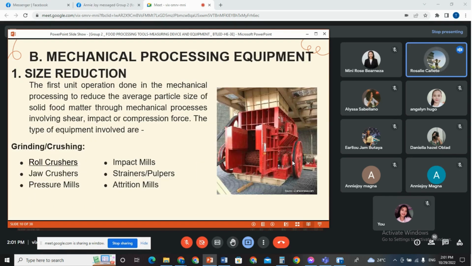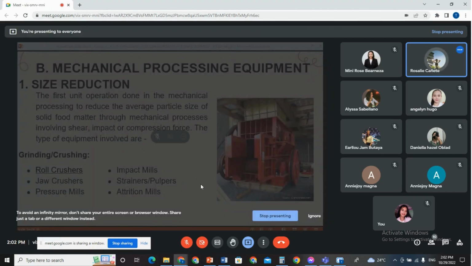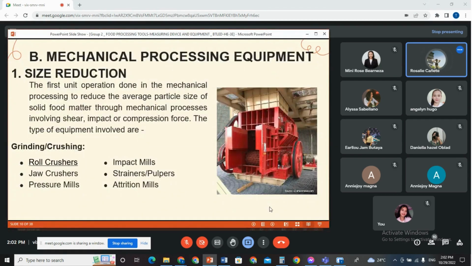Letter B is mechanical processing equipment. Number one is size reduction. This is the first unit operation done in mechanical processing, to reduce the average particle size of solid food matter through mechanical processes involving shear, impact, or compression force. These are examples of the equipment used. For grinding and crushing: roll crushers, jaw crushers, pressure mills, impact mills, strainers or pulpers, and attrition mills.